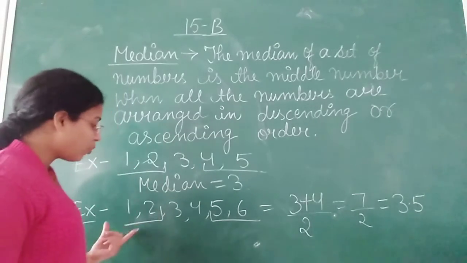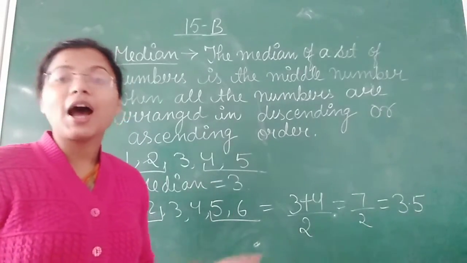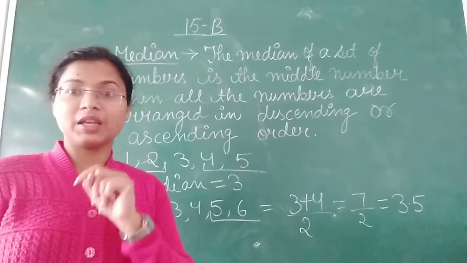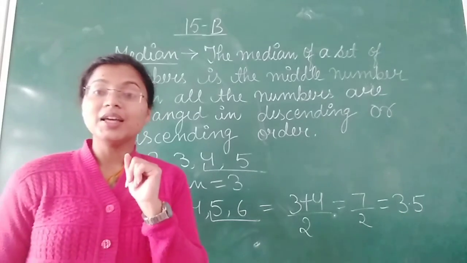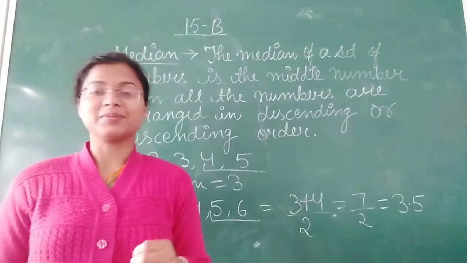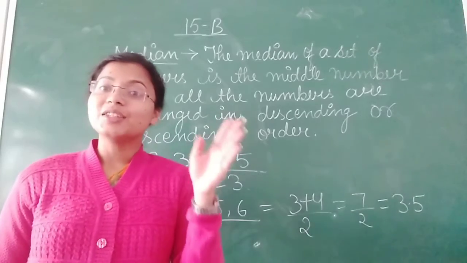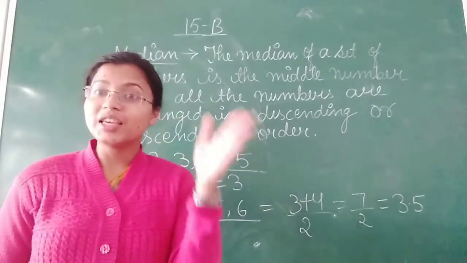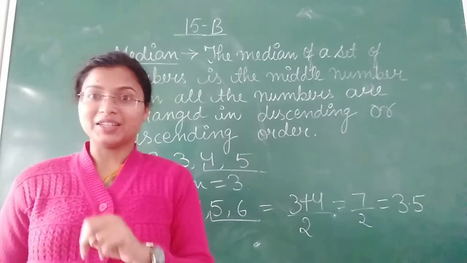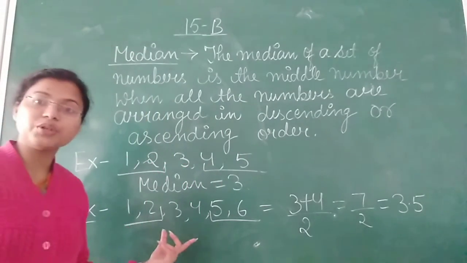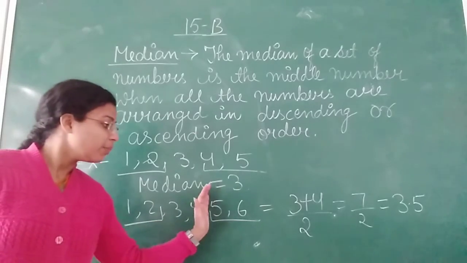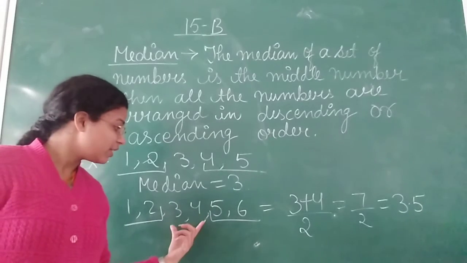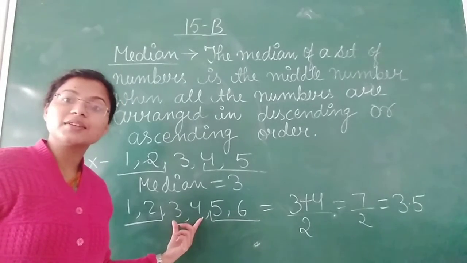Suppose you have the numbers 1, 2, 3, 4, 5 and 6. How many numbers are here? Here 6 numbers are there and 6 is an even number. If you have an even number of terms, then you will get 2 medians. If the total number is odd, you will get only 1 median. But if the total is even, then you will get 2 medians. How will you distribute them? You can distribute them equally by dividing into 2 and 2. So here you can clearly see that you are getting 2 medians, 3 and 4.